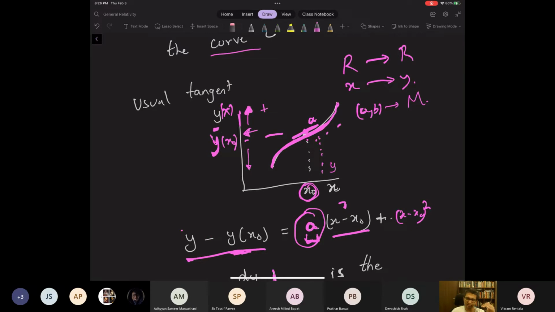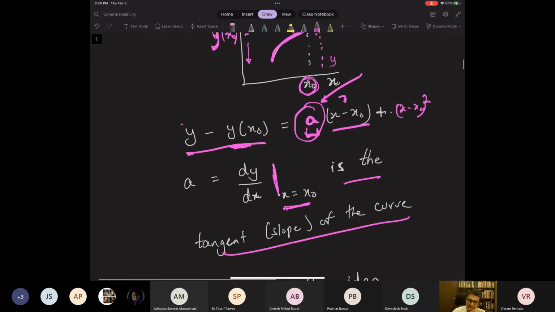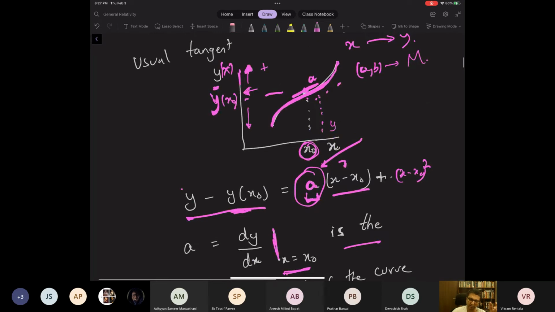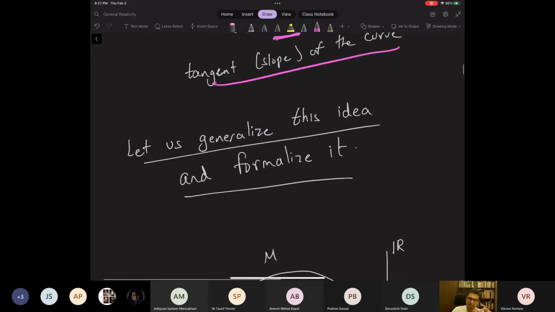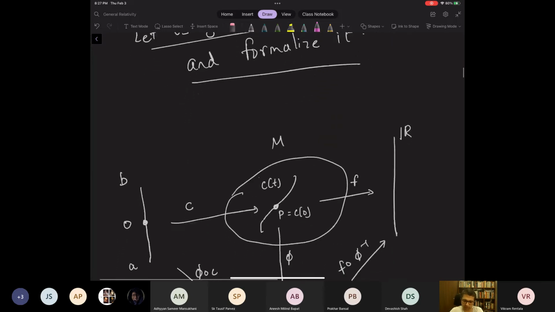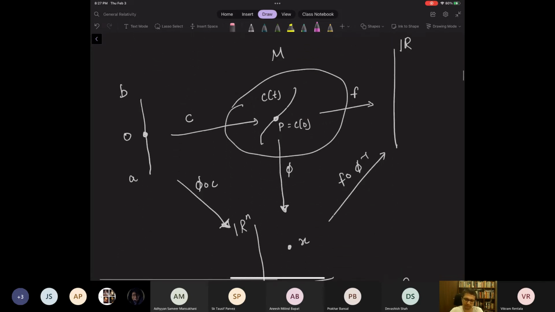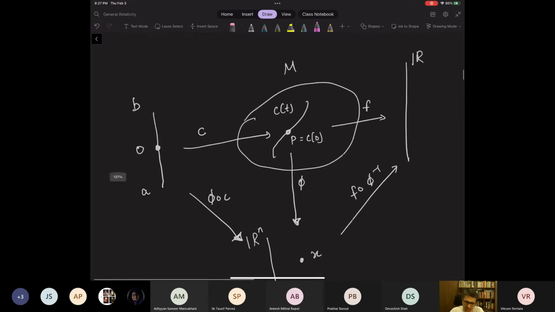So what we want is some way to generalize this idea of a tangent to now cover an n-dimensional space, or sorry, an arbitrary manifold, not just real numbers. But we want to use the same idea of derivatives to define the tangent, the tangent to the curve, or the slope of the curve. So let's generalize this idea, and we'll formalize this notion of a tangent. Let's just draw this picture.